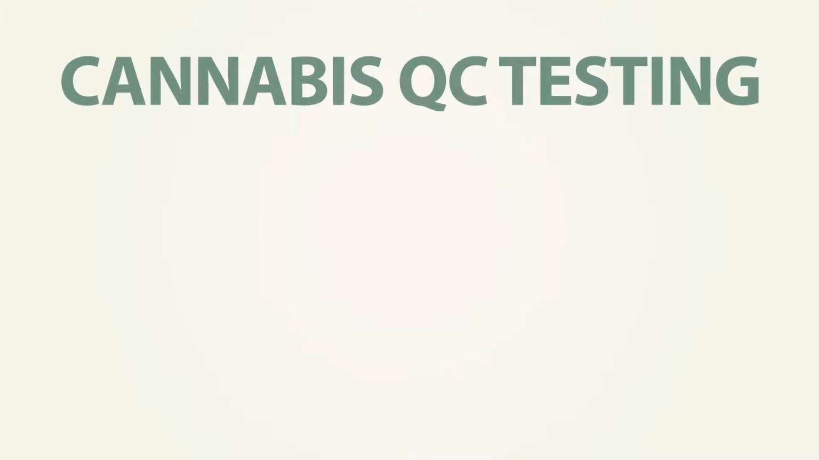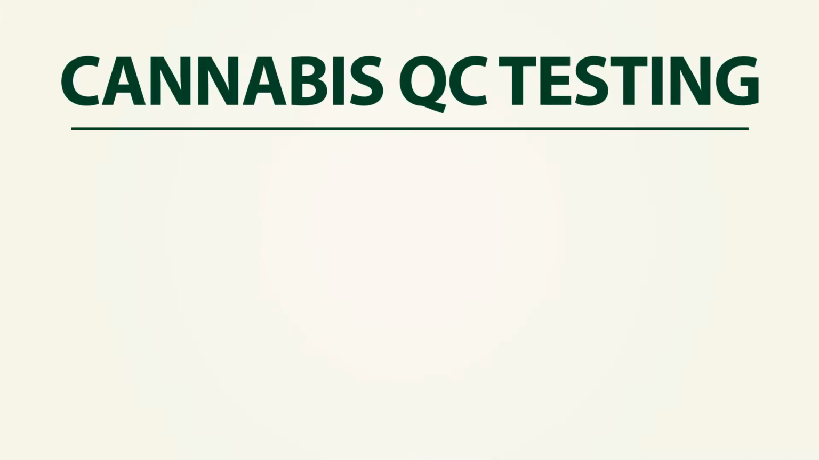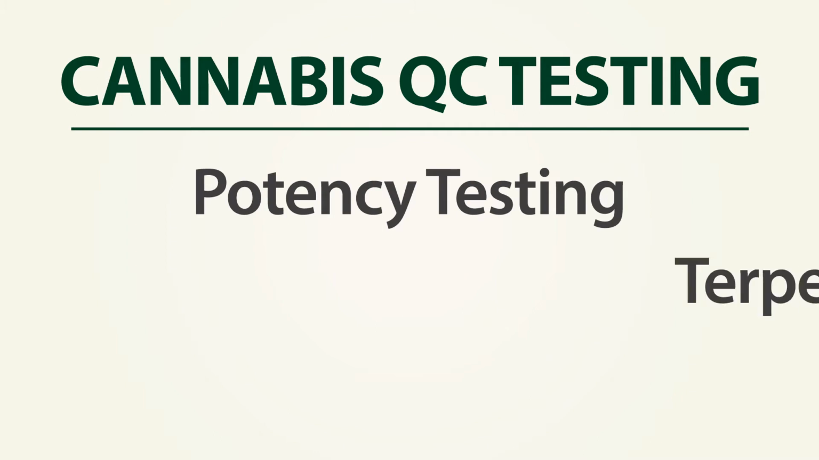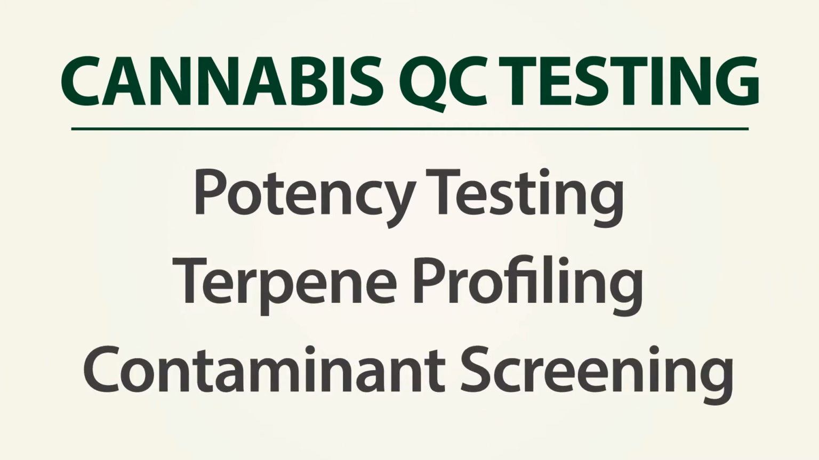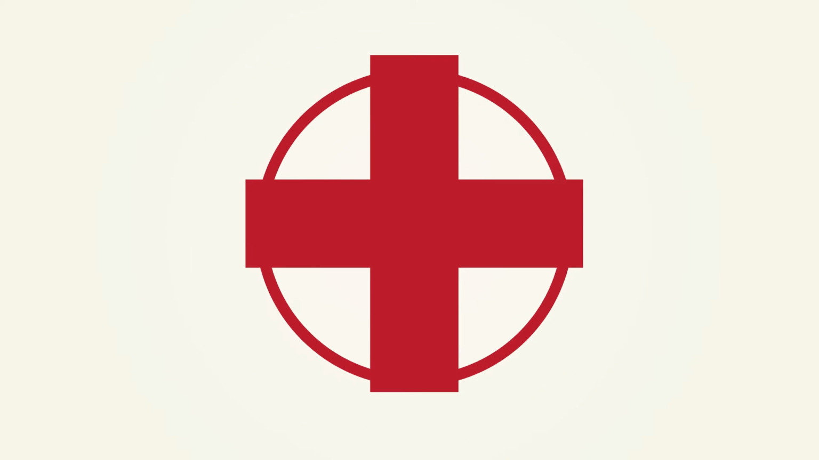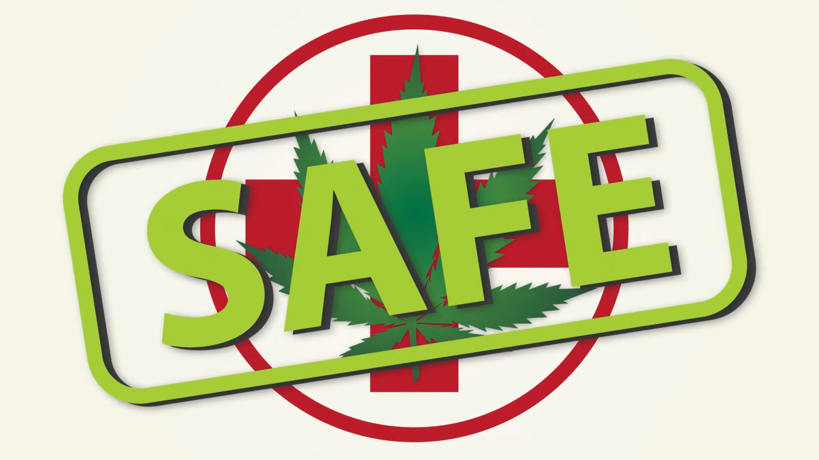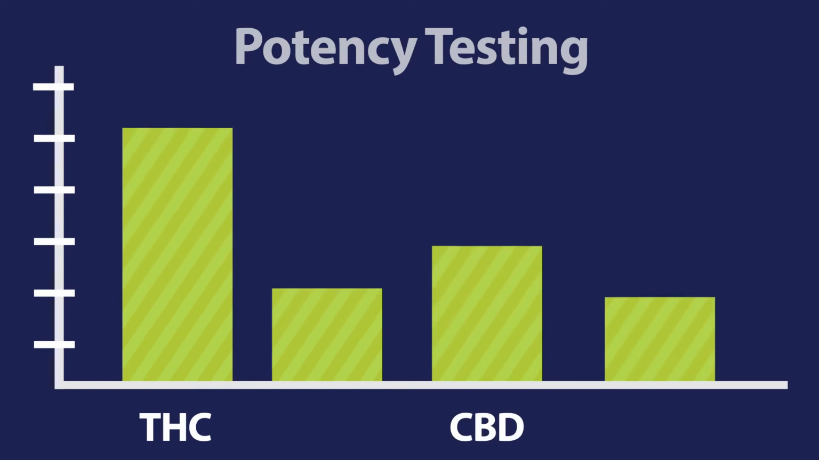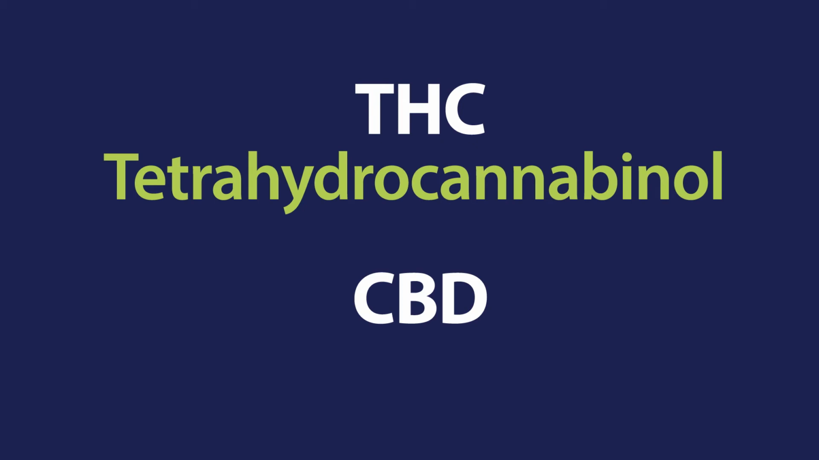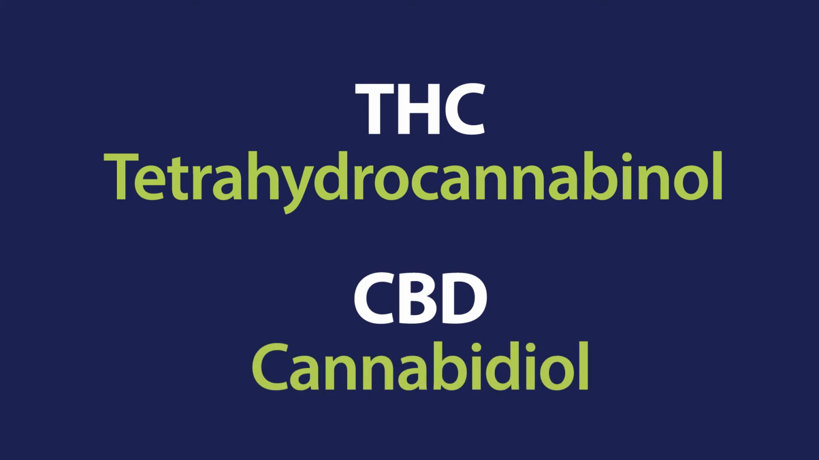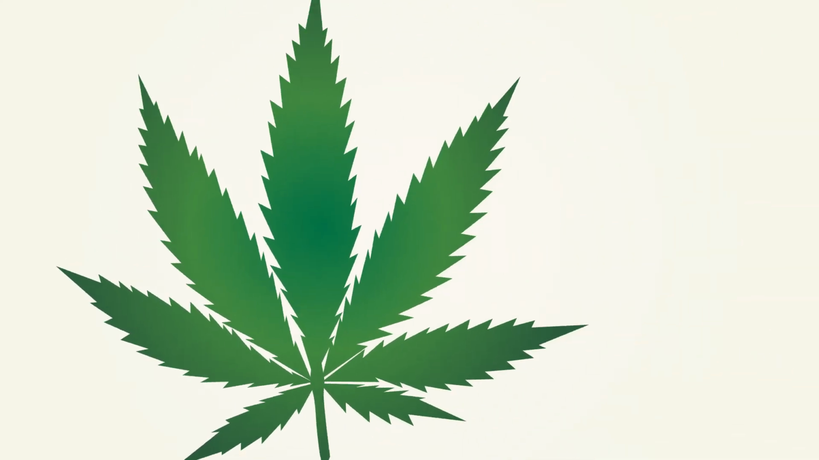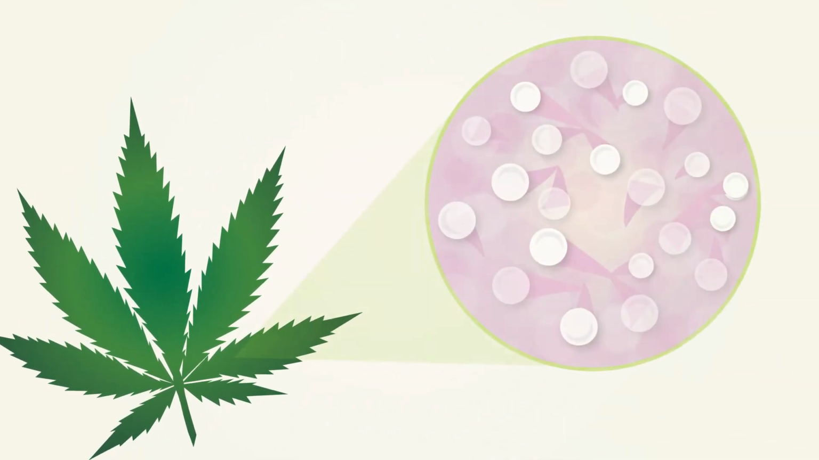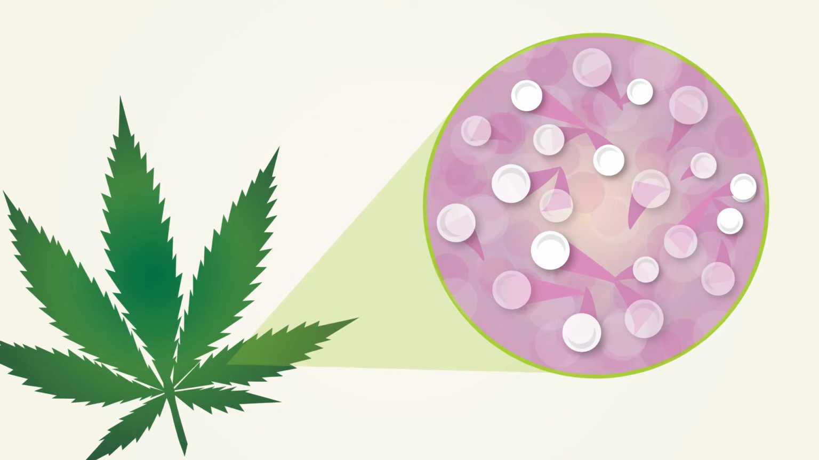Cannabis QC testing falls into three major categories: potency testing, terpene profiling, and contaminant screening. Analytical testing is critical to ensure that patients receive safe and effective products. Potency testing measures the levels of certain compounds in the end product, including cannabinoids like tetrahydrocannabinol, THC, and cannabidiol, CBD. Terpenes and cannabinoids are chemical compounds produced in the trichomes of cannabis flowers. They are believed to deliver most of the curative effects of cannabis.